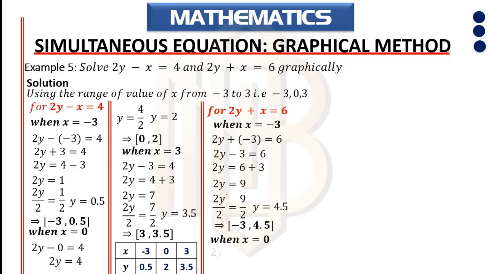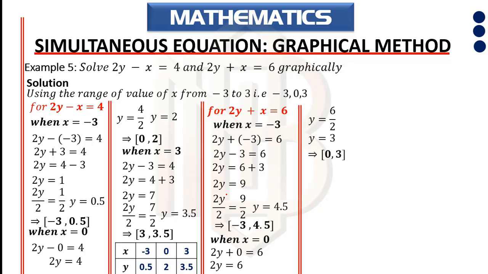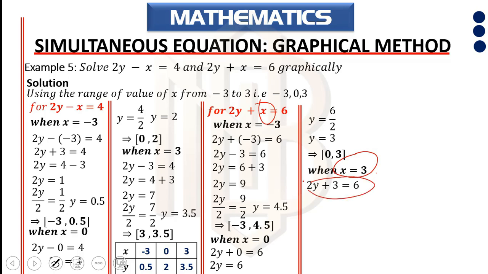And when x is equal to 0, your y is going to be 3. Of course, the third one, when x is equal to 3, you find your value of y. Don't forget, what we have simply done here is to replace the x here by the 3. That's why you have this.